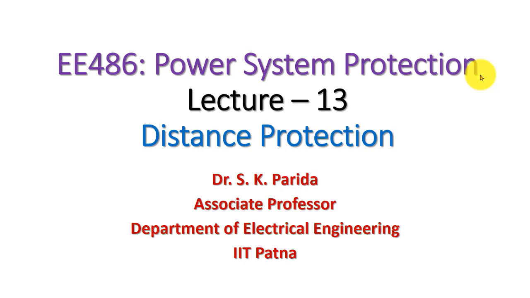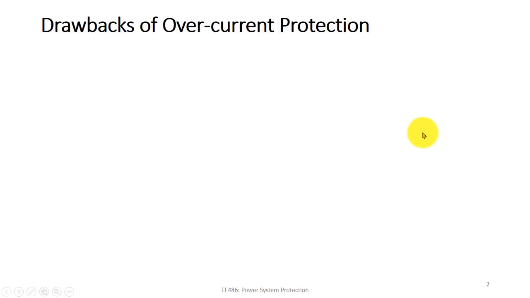And in this lecture we'll discuss distance protection. What is distance protection and why is it important? All these things we'll talk about. Then we'll talk about different types of distance protection, and how it can be implemented using the electromechanical relay and also the numerical relay. So let us first see what the drawbacks of the overcurrent relay are.